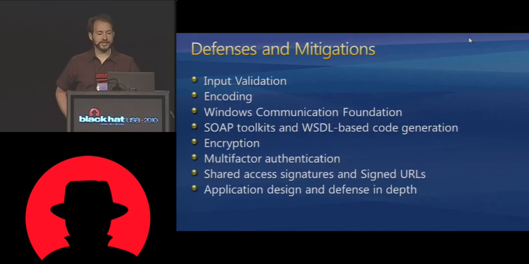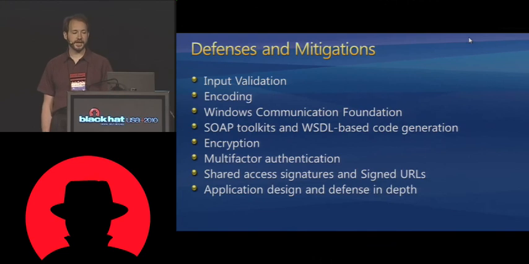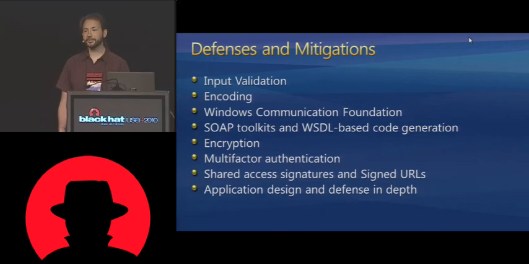So, defenses and mitigations. There are a variety of things that you can do to defend your applications. There are the classics of input validation and encoding. If you're using the ASP.NET platform, there's Windows Communication Foundation data services. There are SOAP toolkits and WSDL-based code generation. Encryption plays some role here, although most of these are application-level attacks, and encryption's not going to do you a lot of good there. Multi-factor authentication, shared access signatures and signed URLs, and finally, proper application design and defense in depth.